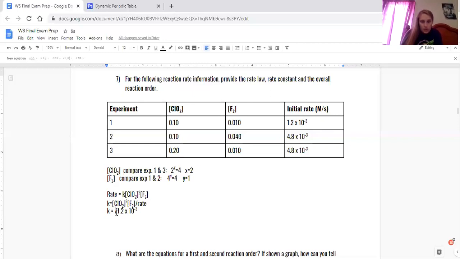So you have what goes after the division sign there. The concentration of ClO2 is going to be 0.10, 0.1 squared, times the concentration of F2, so 0.010. Okay, so go ahead and solve that and you'll figure out your value for K. And if you go ahead and do your math for that, double check my math.